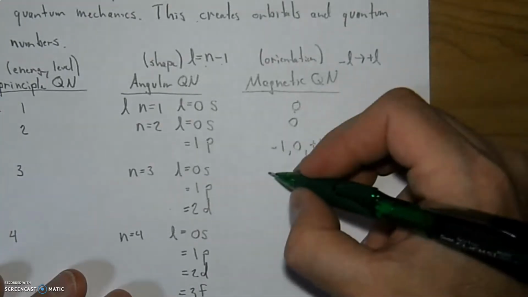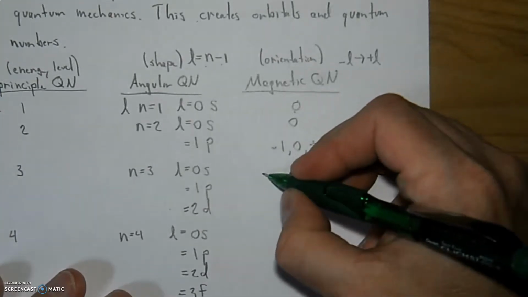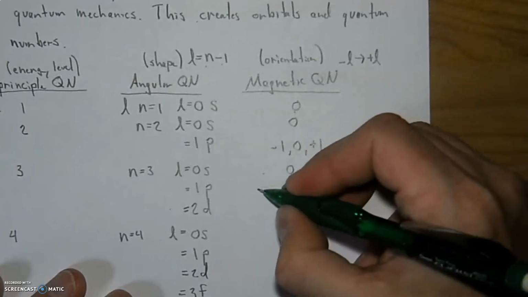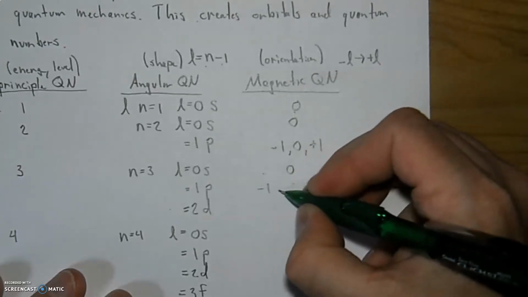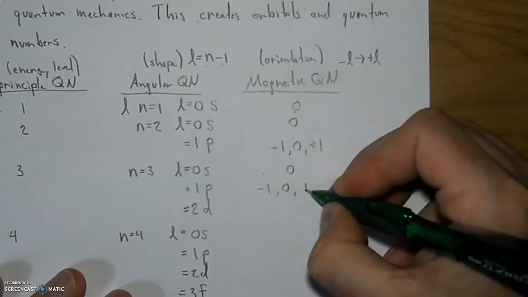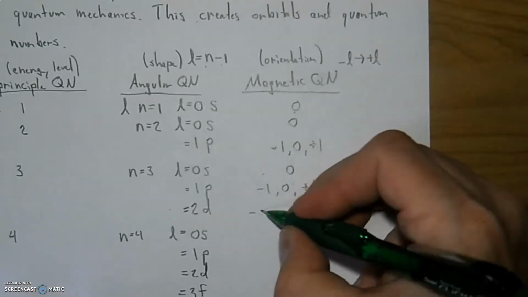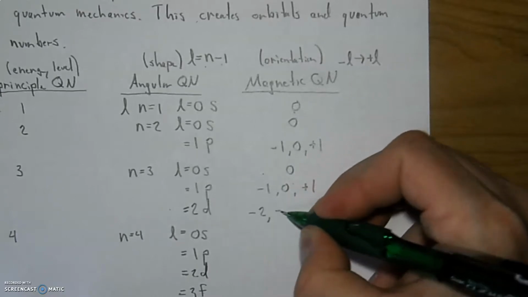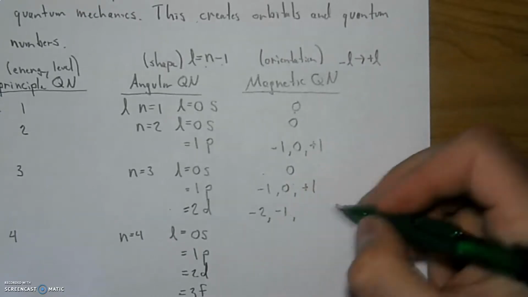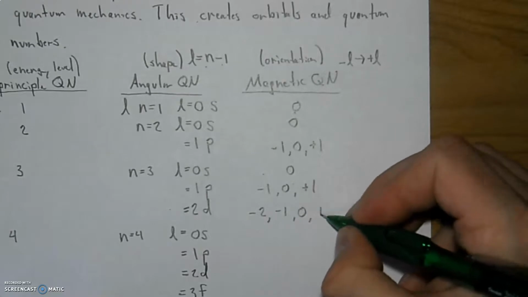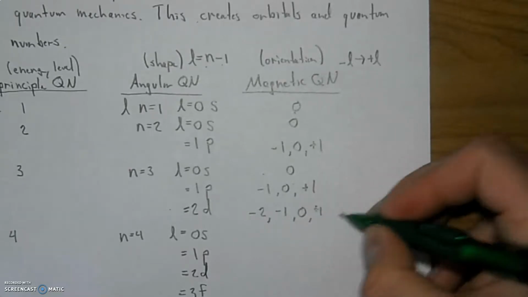And we'll repeat this with energy level 3, same idea. So we have 0, then negative 1, 0, positive 1. And then we have 2, so why not? Negative 2, negative 1, 0, positive 1, and positive 2.